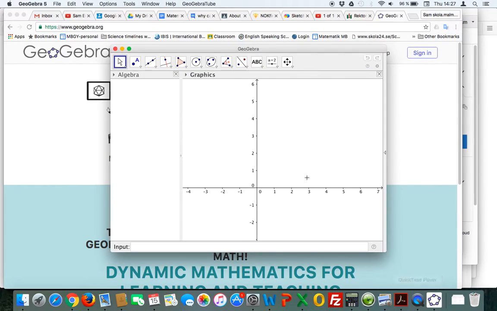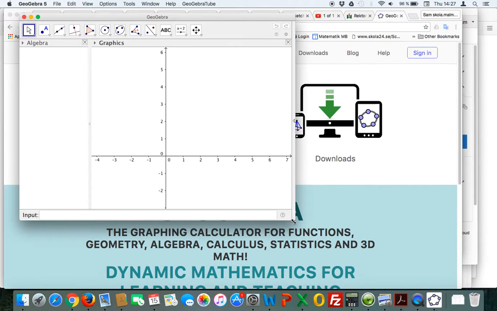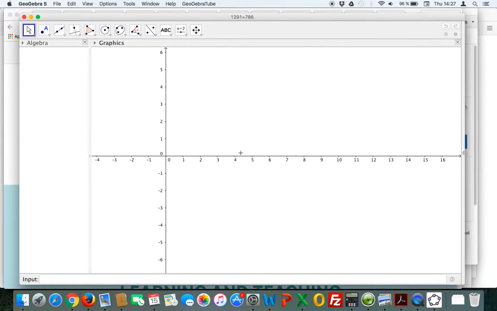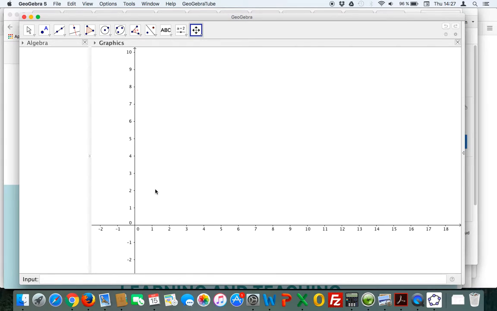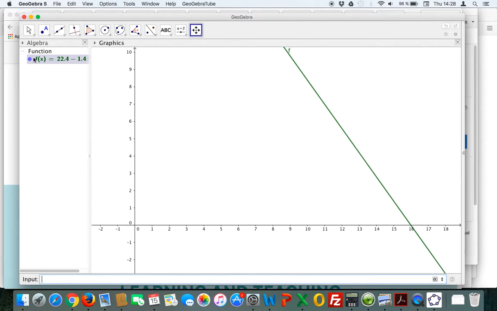Let's go back to GeoGebra, and here's the standard window. Let's just make it a bit bigger so you can see. Here's the graphics window. Here I have the Move Graphics tool, so I can move it about like this. Now to write in a function, I'll just go down to the input window here and write f of x equals 22.4 minus 1.4 times x, and then enter. And you see I have it listed in my algebra window here, and I have a line of the graph in my graphics window.